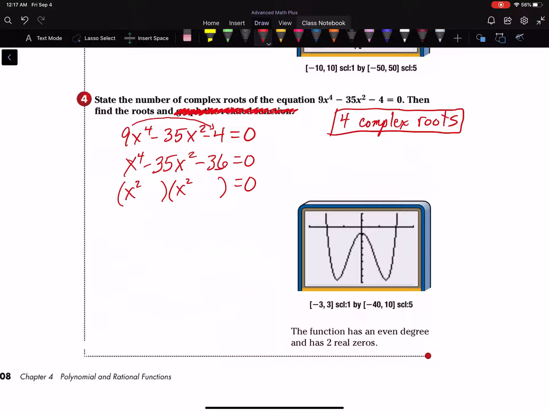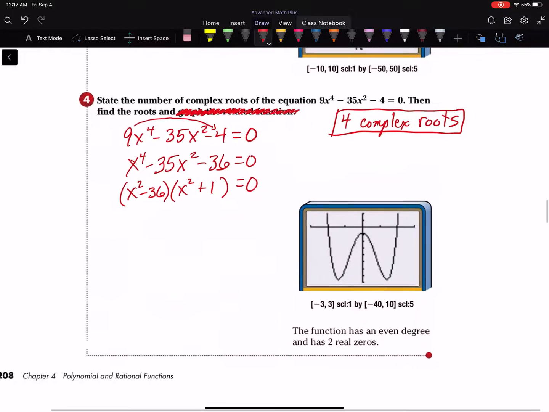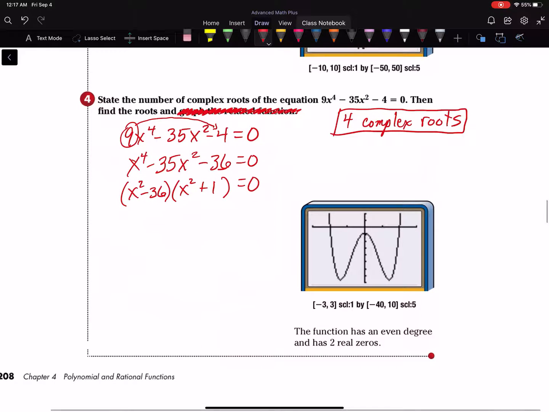What two numbers multiply to be negative 36 and add up to be negative 35? That's negative 36 and positive 1. And then to get my final answer, I just set, well, I'm sorry, I almost forgot. I said I was going to borrow the 9. So I borrowed it by multiplying it. I have to put it back by dividing.